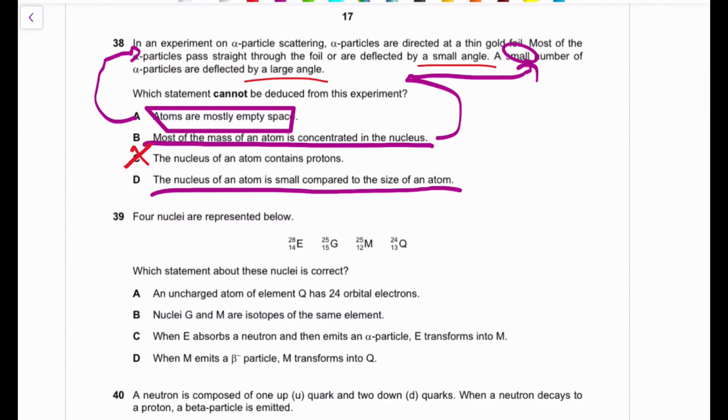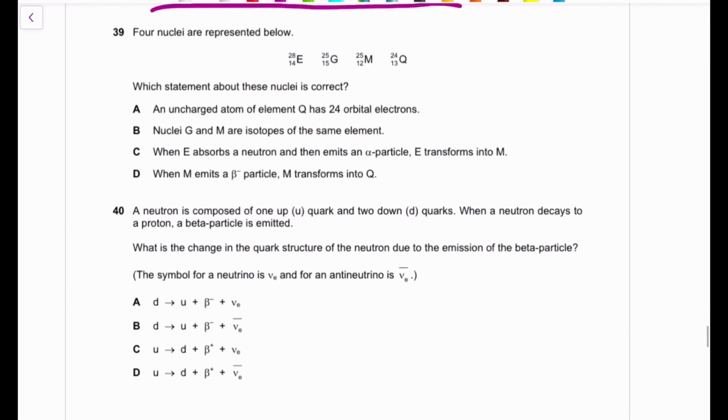We're observing that the mass is concentrated because it's bouncing back. We're observing that it's made up of empty space because most of the particles are passing through. We're observing that it's small because very few particles are being deflected. But how do I know that they're protons? How do I know just by observation? I don't. I first need to know that there are protons present. Move on to question 39.